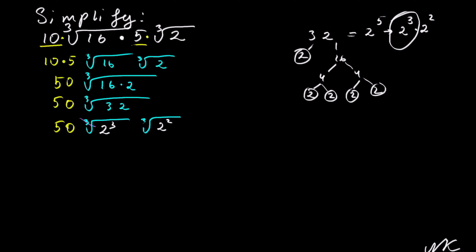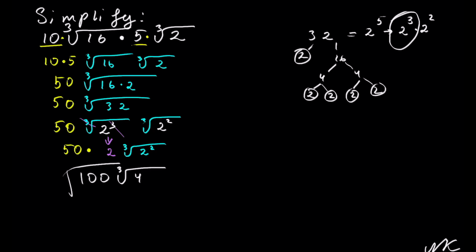Cube root of 2 to the third: the cube and cube root will cancel, and this will give us just 2. So let's keep everything else as is. We have 50 times 2 times cube root of 2 to the second. So we get 50 times 2 is 100. Cube root of 2 to the second is cube root of 4. So 100 cube root of 4 is our solution. That's all.